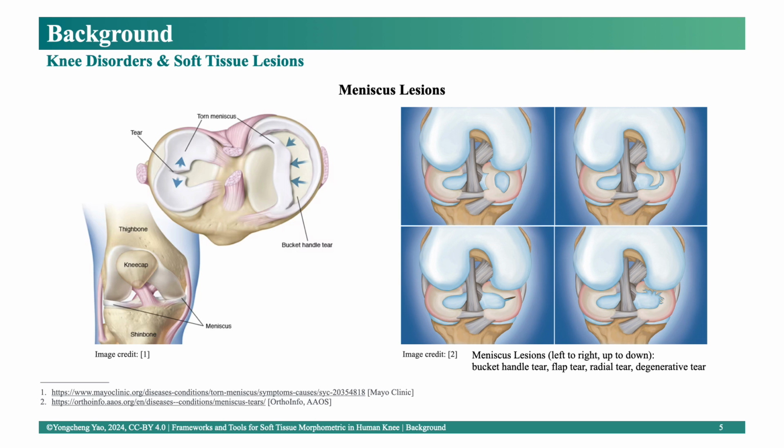These images show another type of knee disorder, meniscus lesions. Figures on the right show 4 kinds of meniscus lesions. The appearance of meniscus lesions is another indication of early knee disorders.